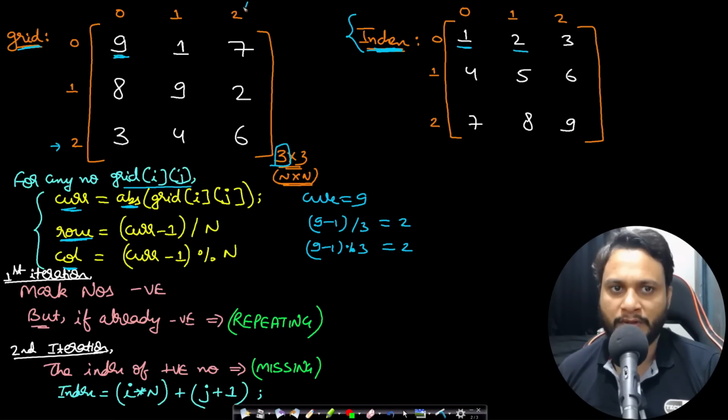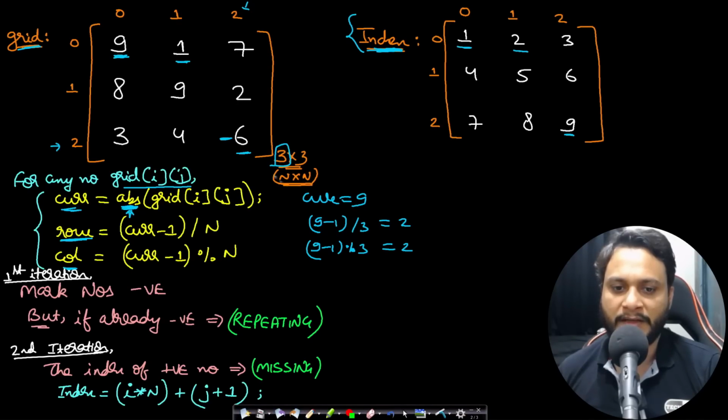So 2 comma 2 is actually the place where 9 should be present according to the index if it was sorted row wise, column wise, right? So what I will do is mark this as a negative number. Now why are we marking a negative number here? Just to show that 9 has occurred. Okay, so while processing, in order to not process the negative number, I will just take them as positive by taking absolute. Now you must have understood why we are taking absolute, right? Now let's repeat this process. In the first iteration, I will keep marking all the numbers as negative.